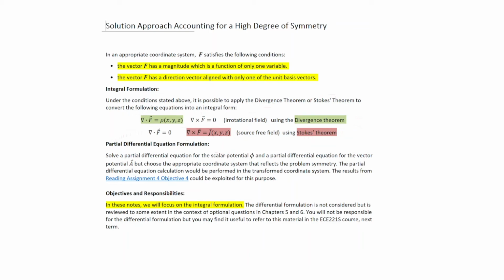So let's summarize the objectives and your responsibilities with regard to this reading assignment. In these notes, we will focus on the integral formulation. The differential formulation is not considered, but is reviewed to some extent in the context of optional questions in chapters 5 and 6 of reading assignment 5. You'll not be responsible for the differential formulation, but you'll find it useful to refer to this material in the ECE 221S course next term.